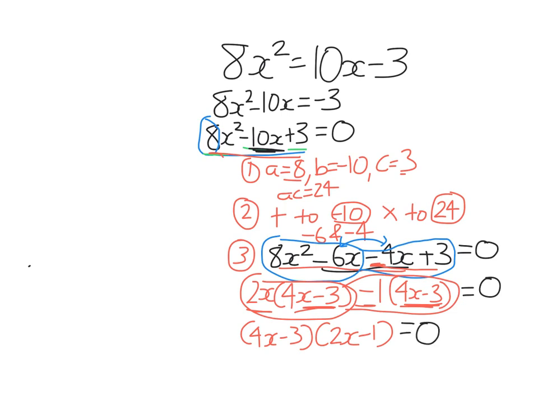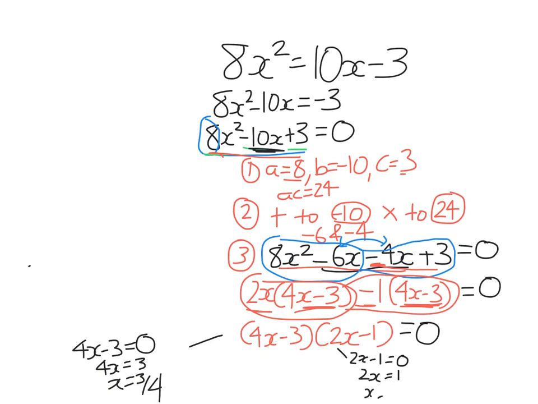So once again, I just use the null factor law. So I have either the first thing is equal to 0. So 4x minus 3 equals 0. You add 3 to both sides and divide by 4. You get x is 3 over 4. If the second thing equals 0, 2x minus 1 equals 0. Add 1 to both sides and divide by 2. You get x equals a half. So the solutions here, x equals a half and x equals 3 over 4. There's never more than 2 solutions, so I know I'm done.